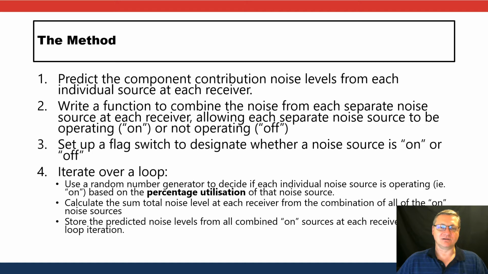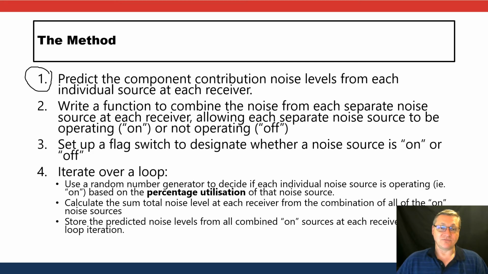Now, the Monte-Carlo method gets its name from the casino at Monte-Carlo. It's based on the principles of chance, which is, of course, what happens at casinos. So, the way you convert the idea of chance into a mathematical modeling simulation method is you use statistical calculations. So the way we implement the method using a computer is like this. First, we predict the component contribution noise levels from each individual source at each receiver.